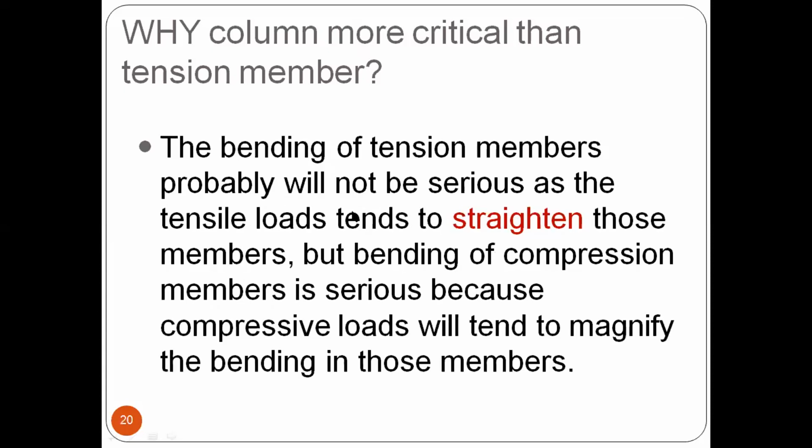And see, there is one more example. The bending of tension members probably will not be very serious as the tensile load tends to straighten those members. Let us take a tension member and apply 2 equal pulls. What happens? It will elongate, and there will only be straightness in the member. It doesn't lose its straightness. But what happens in a compression member? Bending of a compression member is serious because compression loads tend to magnify the bending in those members. So when it bends, it will have a permanent deflection like that. The member won't become straight. So when it tends to buckle, that is a major difference between tension and compression members.